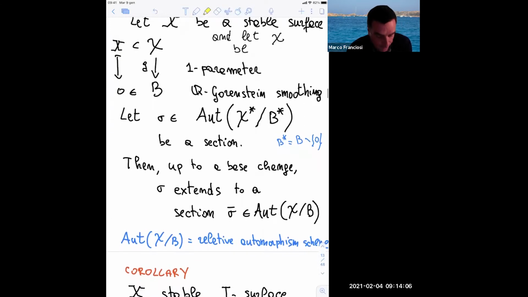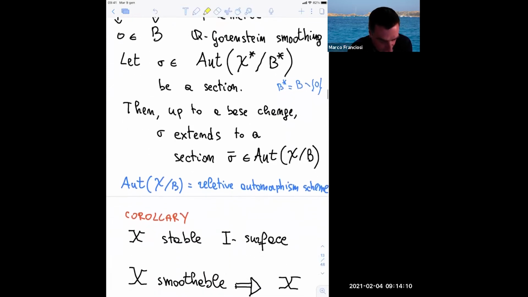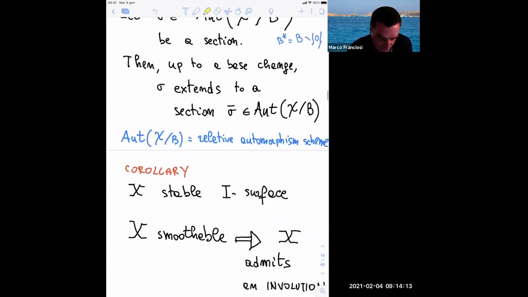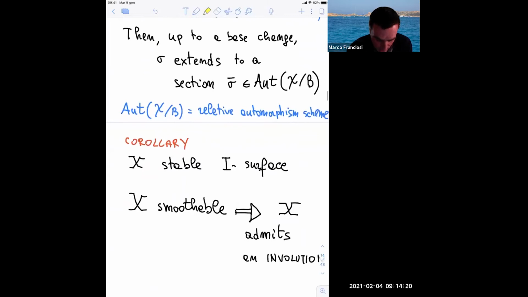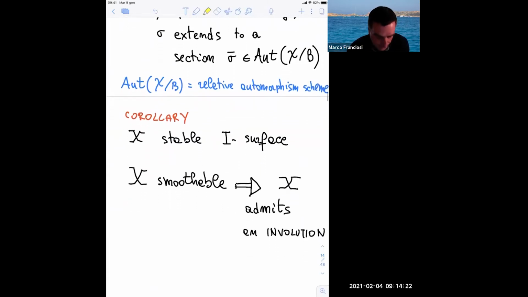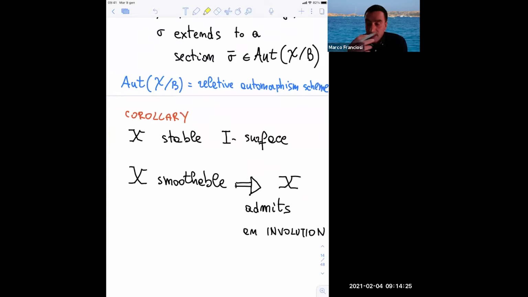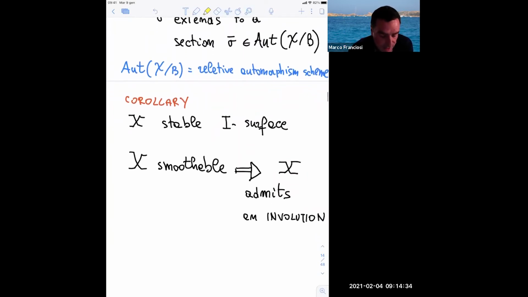As a corollary, which is what we will use later, if we have a stable surface, a necessary condition for being smoothable is to admit an involution. So if X is smoothable, then it admits an involution. And this is our general approach to study pointwise the moduli space.